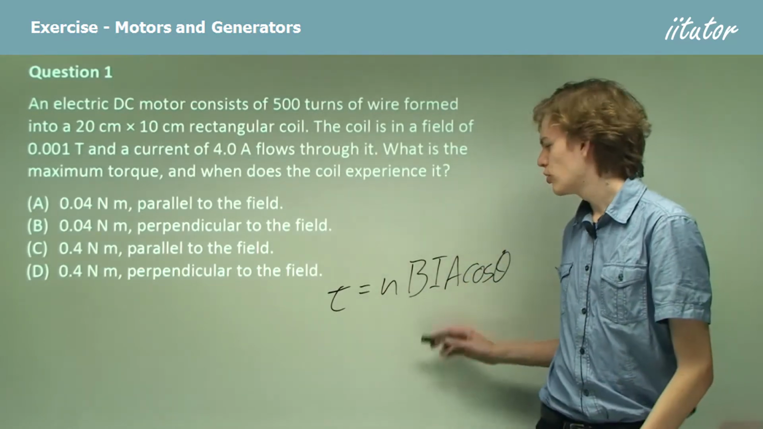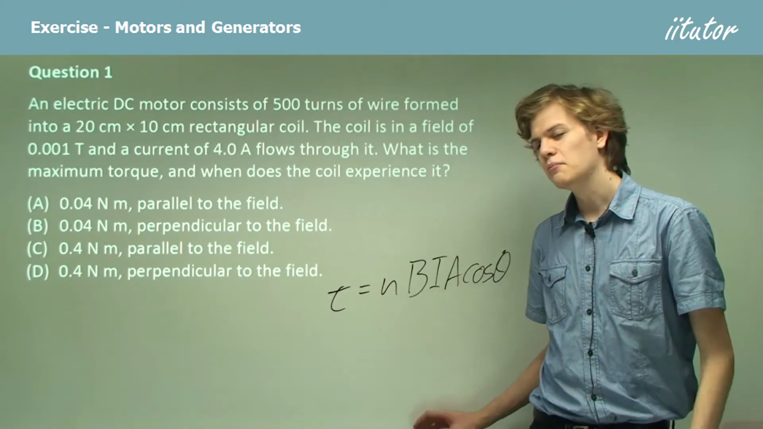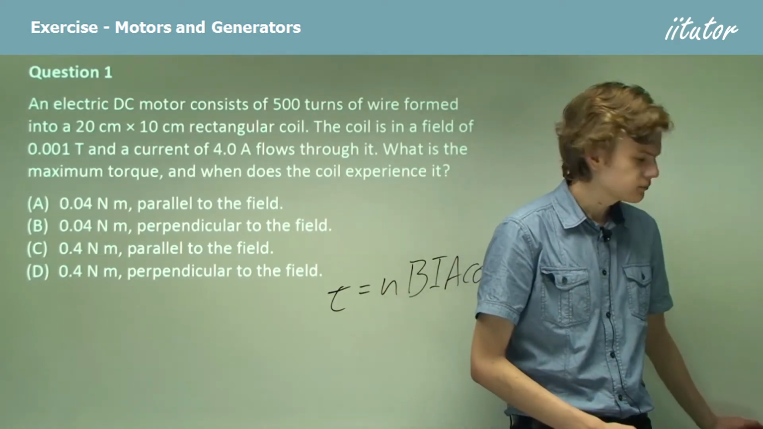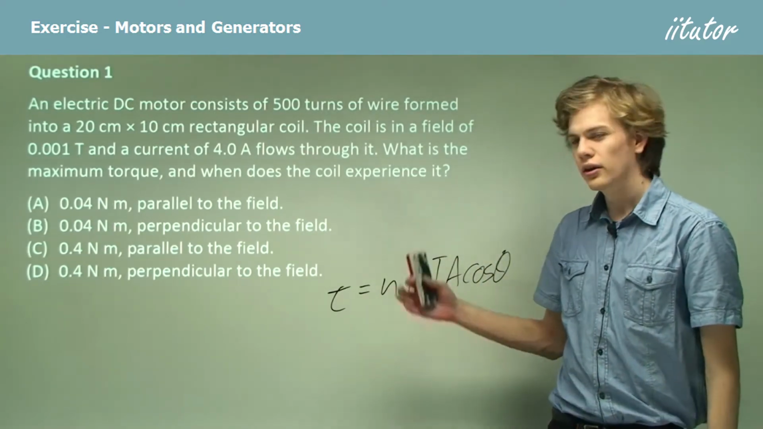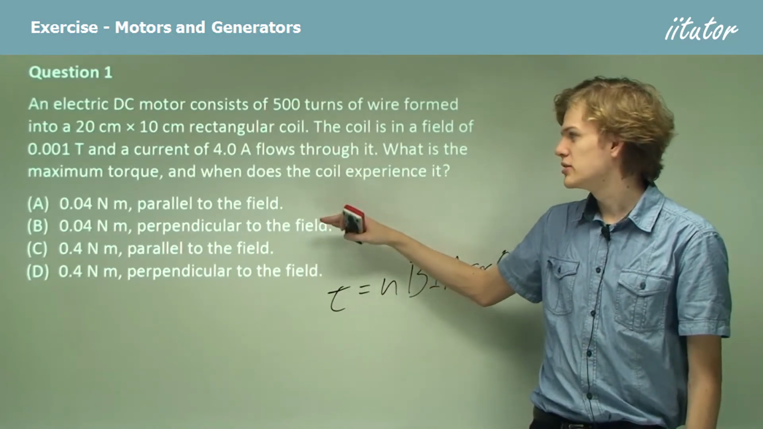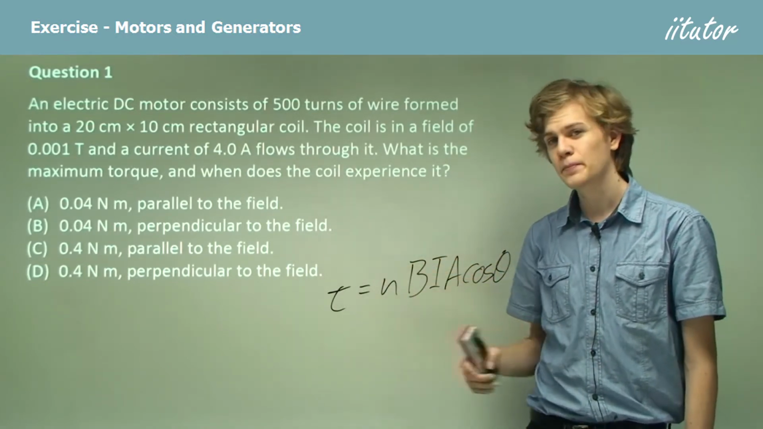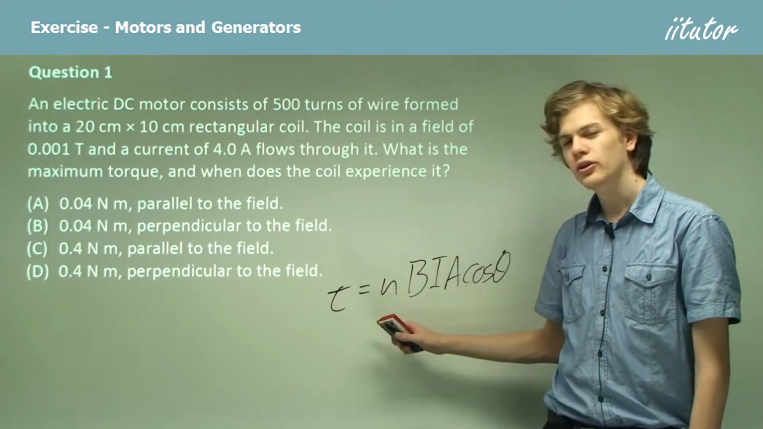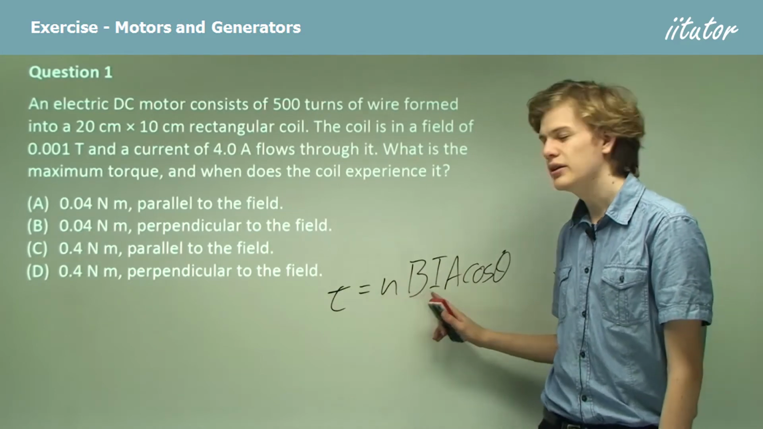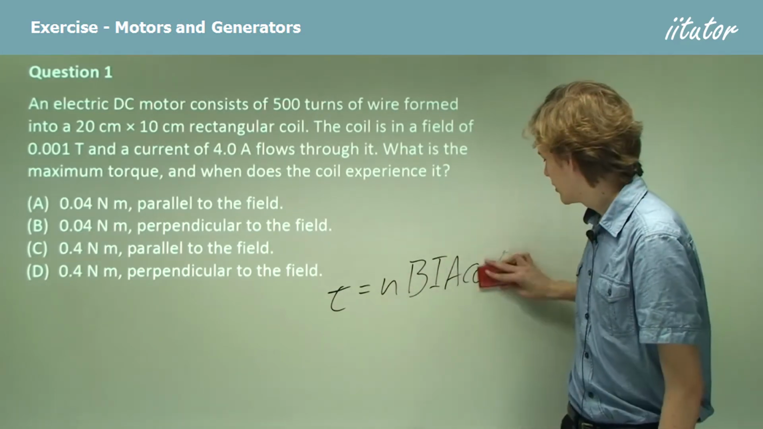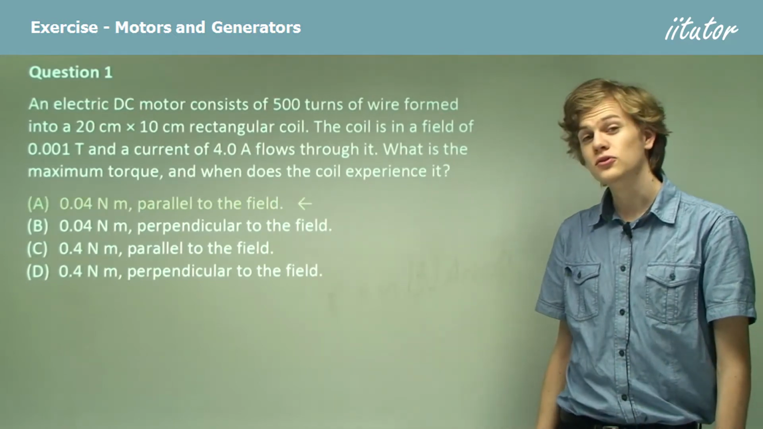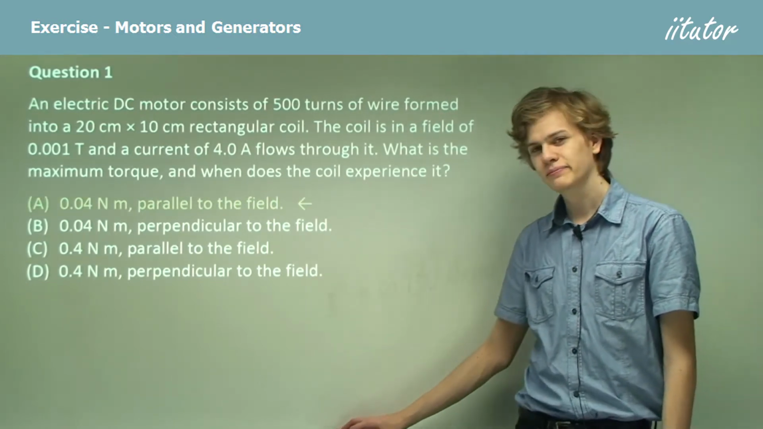Now, if we want cosine to be a maximum, that means that we want theta to be 0, right? So we know that our coil is going to need to be parallel to the field, which means that our only options are A and C. In order to figure out the magnitude, all we have to do is substitute in N, B, I, and A. And so by doing that, we end up with an answer of 0.04 Newton meters.